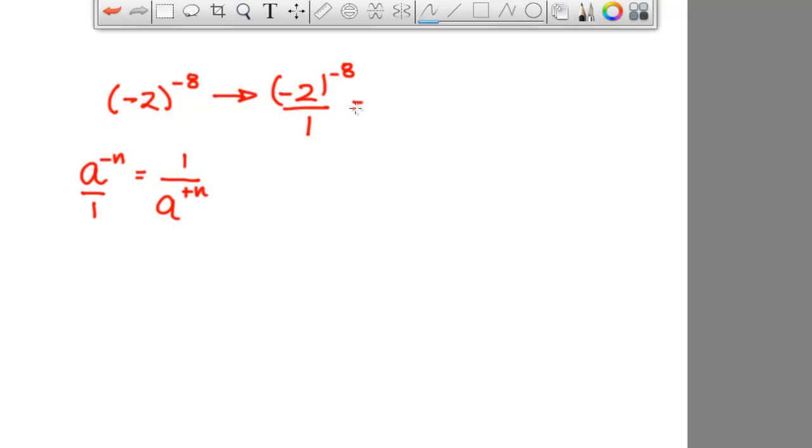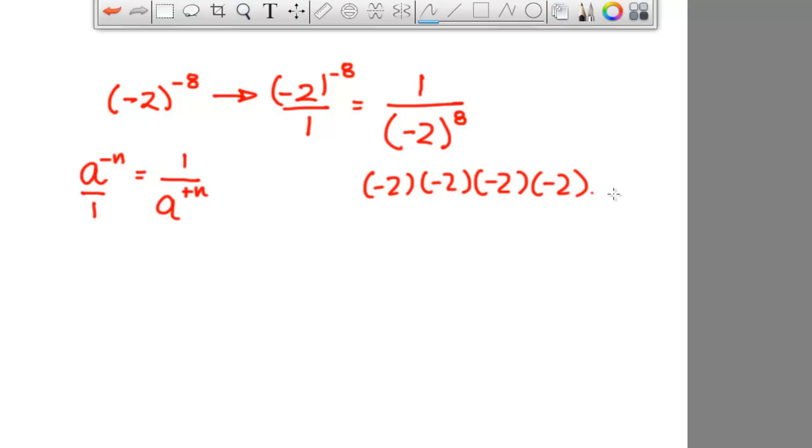Remember, there's a denominator of 1. So I'm going to rewrite this with the parentheses, and then what changes on the exponent? It changes to a positive 8. Now if I take -2 and I multiply it together an even amount of times, and we're just going to go ahead and walk this out. So there's 1, 2, 3, 4. That would give me a positive number, because a negative times a negative is a positive, and negative times a negative is a positive, and then a positive times a positive would be a positive. So this turns out to be a positive, I think it's a positive 64.